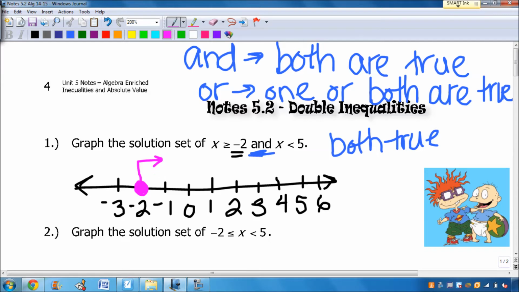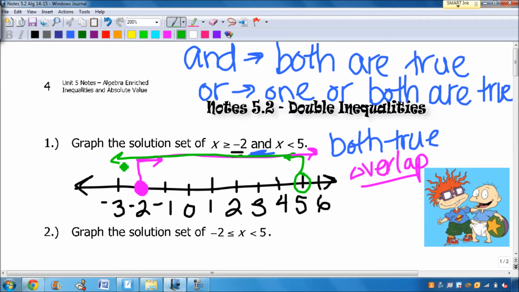I'm not going to shade it on the number line yet because I want to know what answers are going to satisfy both inequalities. So I'm going to see where they overlap with each other. So I'm going to look for an overlap. That's really important. Okay? And x is less than 5. So I'm going to put an open circle on 5, and anything less than 5 goes this way. So this pink and this green are going to overlap with each other simply from this section to this section. So I'm going to shade everything in from -2 all the way to 5, including -2, but not including 5.